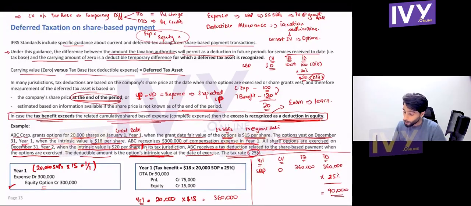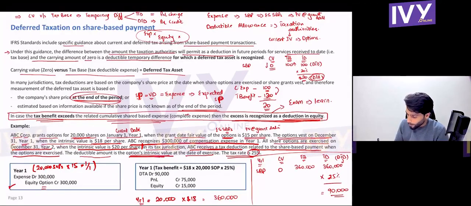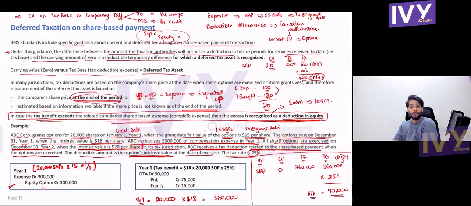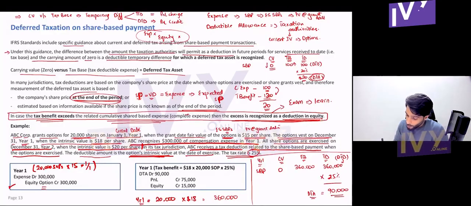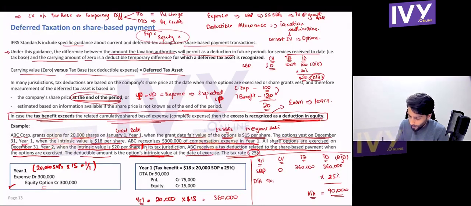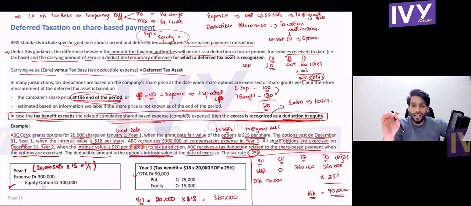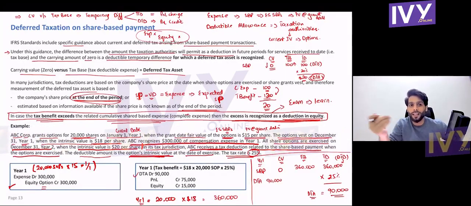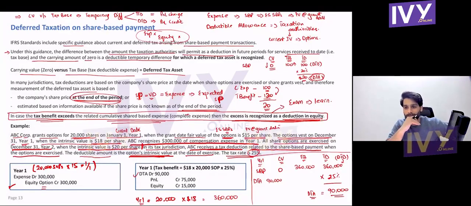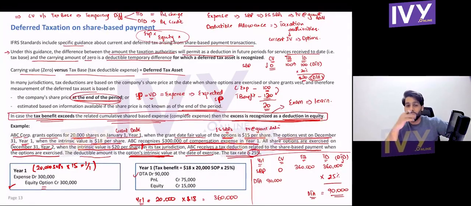So 90,000, this was basically a DTD, deductible temporary difference. And therefore, this is a deferred tax asset. So my friends, all in all, I have to recognize a deferred tax asset on this transaction of 90,000. This is what has already been done. So normally the accounting entry is deferred tax asset debit and you credit the P&L. But wait, my friends, wait.